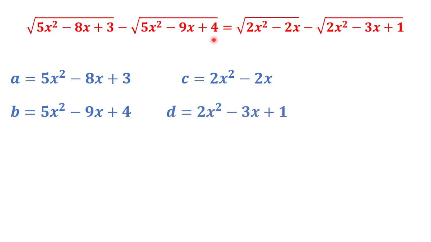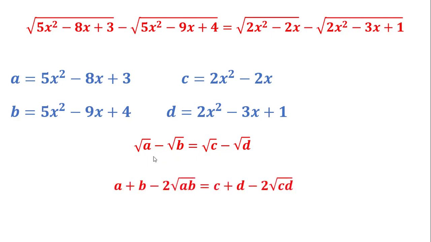So this equation becomes square root of a minus square root of b equals square root of c minus square root of d. Now we want to raise both sides to the power of 2 because all terms are radical terms. If we raise both sides to the power of 2, we're going to get this expression.